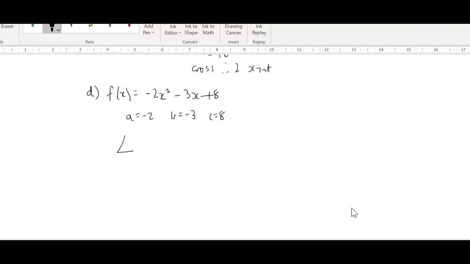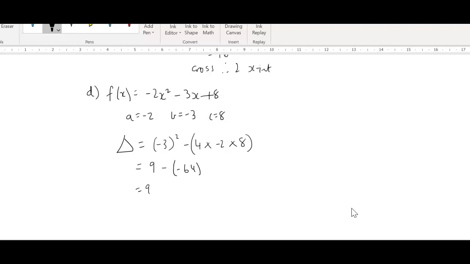Your discriminant is b squared, so negative 3 squared, minus 4 times a, so negative 2, times c. Negative 3 squared is 9. 4 times negative 2 is negative 8. Negative 8 times 8 is negative 64.